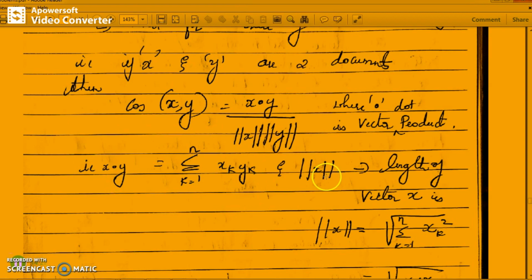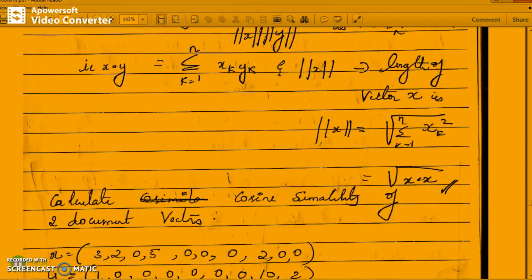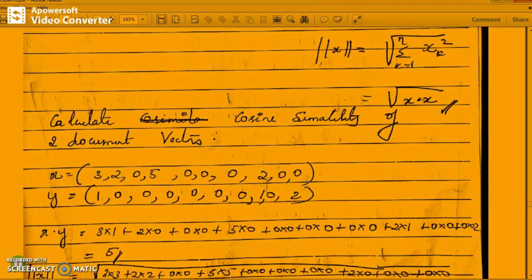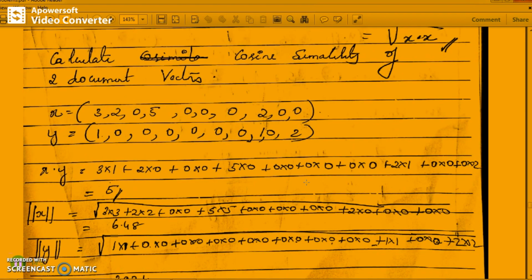And the determinant of x and determinant of y indicate the length of x and length of y. We'll see the formula for that, which is the square root of x square. The object x will have several attribute values. So take all those values, square them, and take finally the square root of that. So that becomes the length of x. Similarly, you also calculate y. So we'll just solve a problem on this, right?